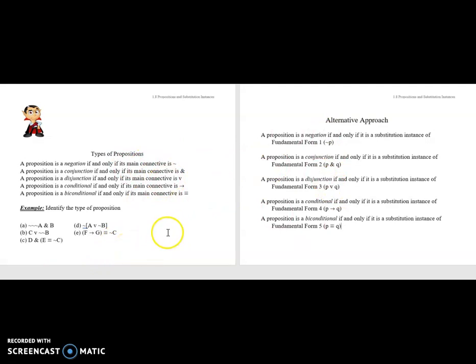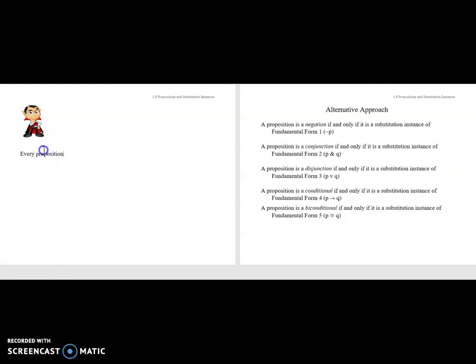But why did we bother calling things in section 1.7 the 5 fundamental forms? Why were we concerned about those ones? Well, the idea might be fairly intuitive at this point, but let's put the point this way. Every single proposition, so your professor pulls a proposition out of a hat at random, any old proposition he pulls out, every proposition falls into one of these 5 types with a slight qualification, okay?